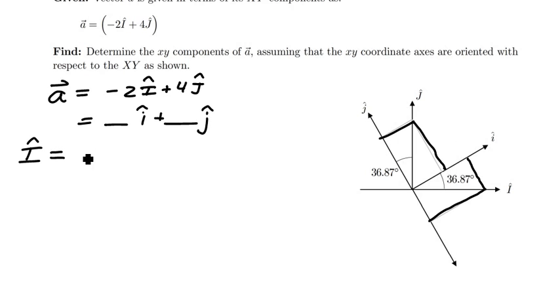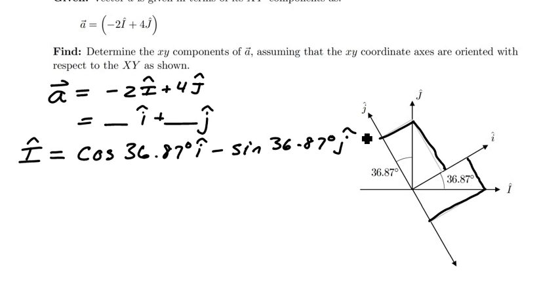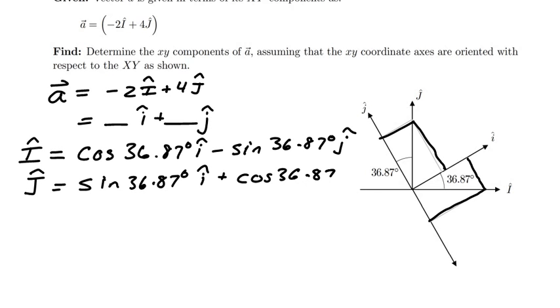And so if I do this, I can note that capital I will then be the cosine of the angle 36.87 degrees in the little i, and in this case minus the sine of the angle 36.87 degrees in little j. And I can note that capital J is going to equal, in this case, the sine of 36.87 degrees in the little i, and the cosine of 36.87 degrees in little j.